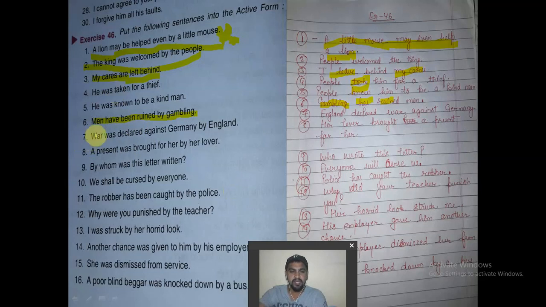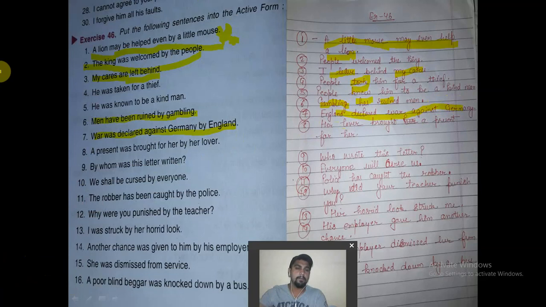Then the seventh statement carries, war was declared against Germany by England. So what is the answer for the same? England would come at the first place. The statement is same, was declared is used in the statement, that means past indefinite sentence. So the second form of verb declared would be used. England declared, war will become the object in this sentence. War against Germany would be as it is written in the statement. So England declared the war against Germany. England declared war against Germany. I'm repeating the statement so that you can write it down in your notebook.